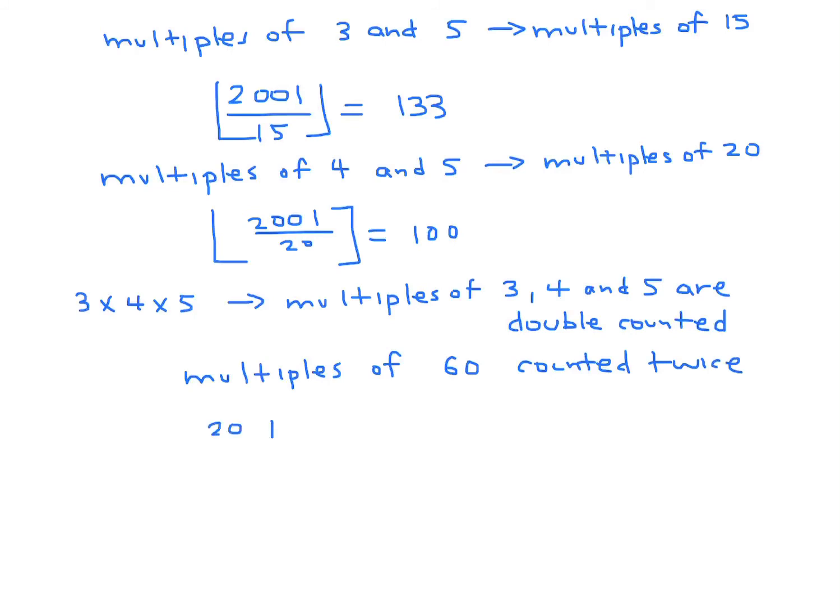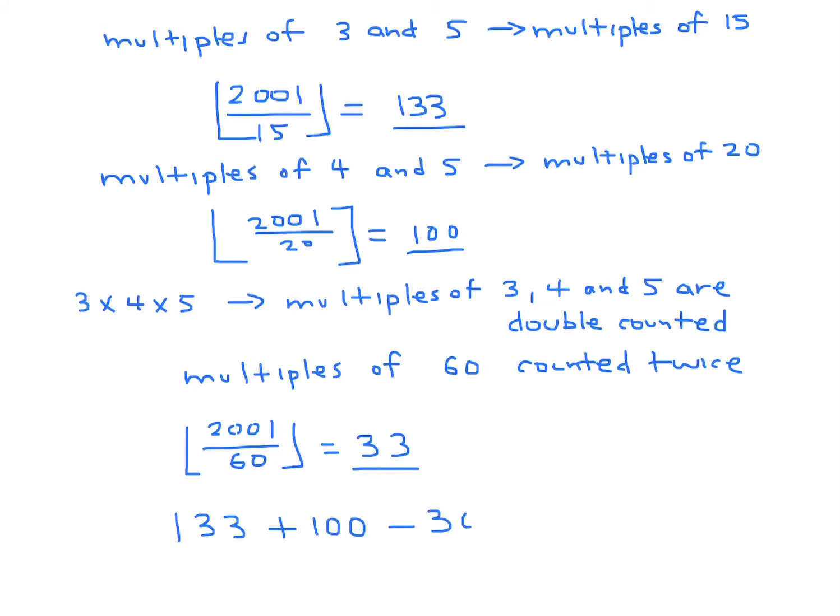So that's going to be 2001 divided by 60. Take the integer value, and that gives you 33. So now finally we have 133 plus 100, but then we have to subtract the multiples of 60 that were counted twice, and it gives you 200. This represents the unique multiples of 3 and 5 and the unique multiples of 4 and 5.